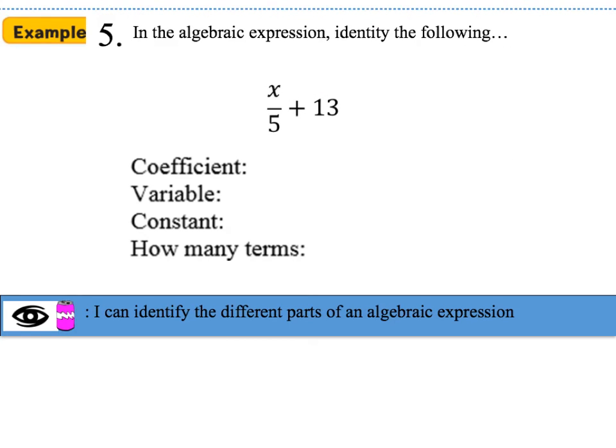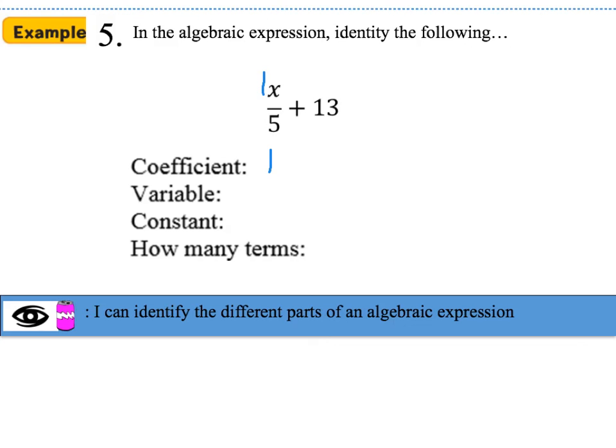Example 5, in the algebraic expression, it says identify the following. So this one's a little bit of a tricky one because they're giving us x divided by 5 plus 13. So let's take a look at our coefficients. The coefficient will be the number in front of the variable. So in our last examples, we already talked about the variable having a number in front of it. This one doesn't, but we can assume that there's an imaginary one in front of it. So most of us will think, well, in this problem, the coefficient is going to be 1.